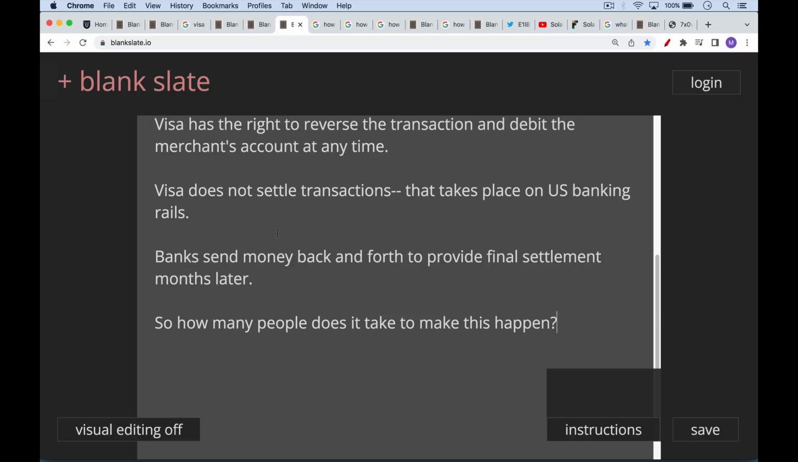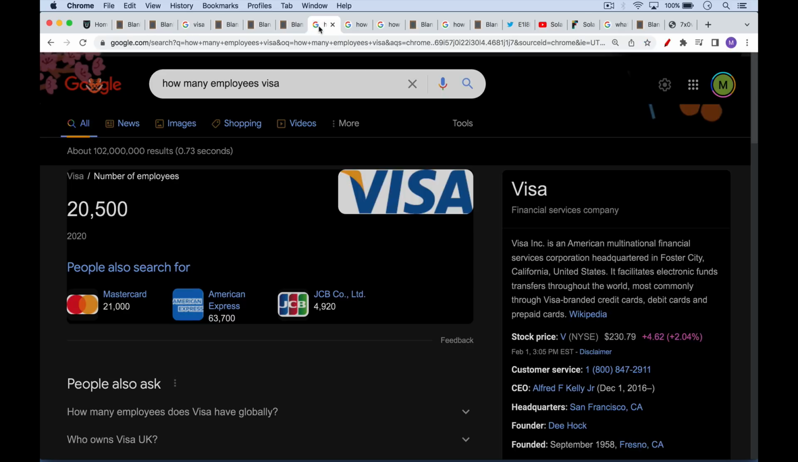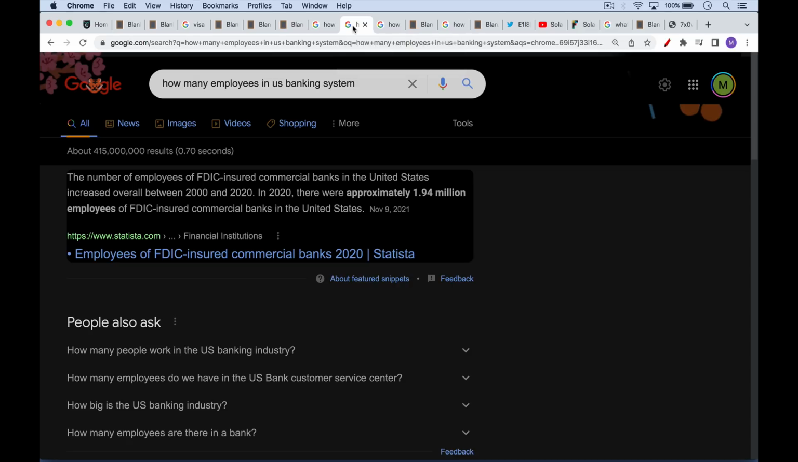You can say Visa handles 1,700 transactions per second, but it actually takes months to achieve final settlement. And this would be the actual settlement of the currency where it can't be reversed, and the merchant knows that he gets to keep the money, Visa knows that the money's been paid out. So how many people does it take to make this happen on the Visa network? Well, as of 2020, which was the most recent numbers I could find, Visa employed about 20,500 people. But as we said, Visa relies on the US banking system to actually settle these transactions. In 2020, there were approximately 1.94 million employees of commercial banks in the US. You've got to add that number to it as well.